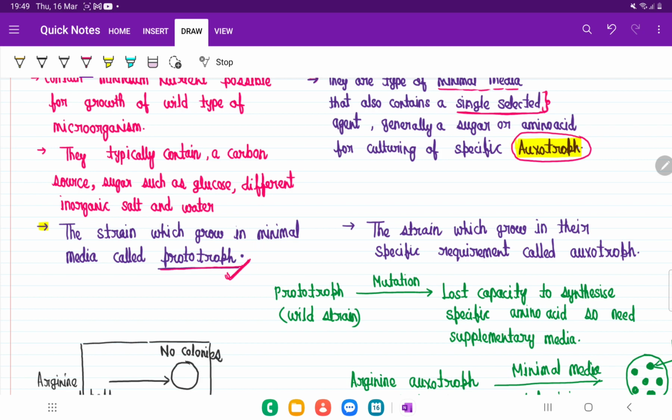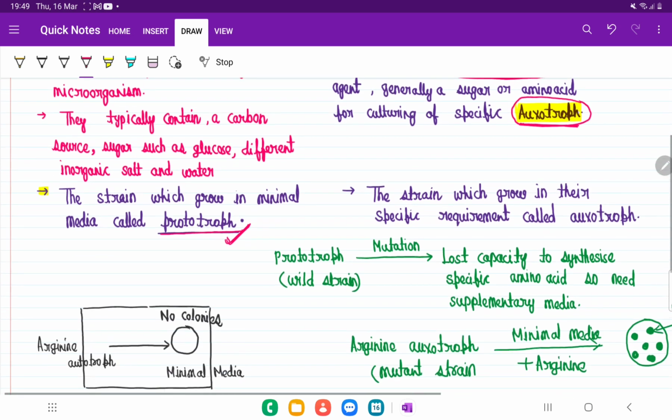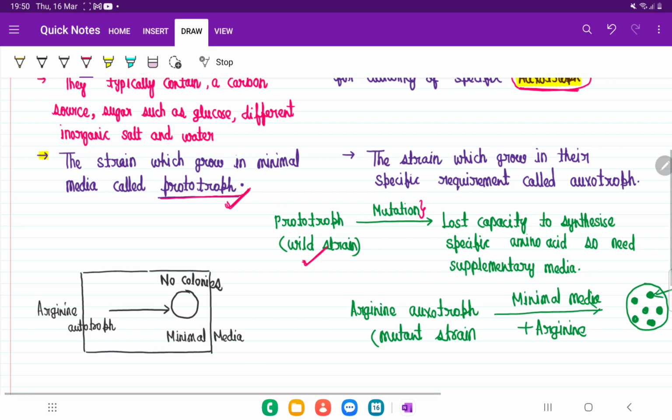Prototrophs are wild kind of strains of the microorganism which grow in minimal media. For synthesis of all kinds of material, they have active genes and they will synthesize, fine or not? But auxotrophs are those microorganisms whose specific gene is lost due to mutation. As for example, I have one microorganism that is prototroph, that is a wild strain. Okay, now its one gene got mutated and it lost the capacity to synthesize arginine, fine or not?